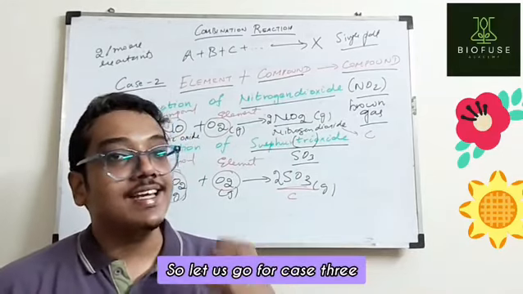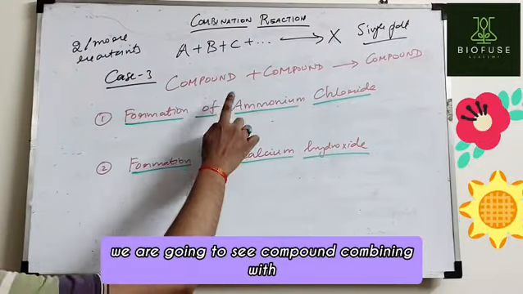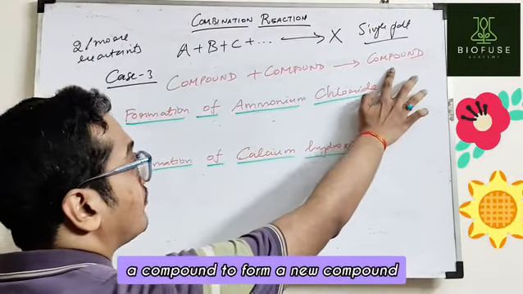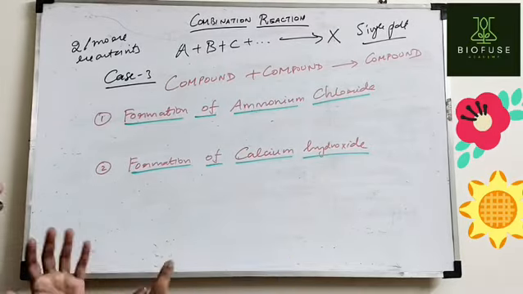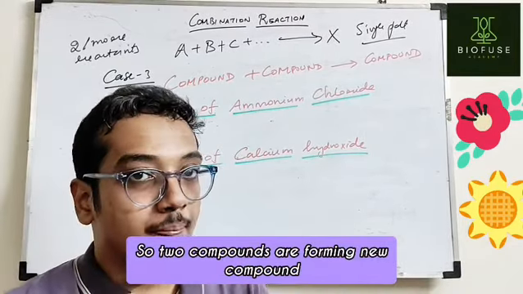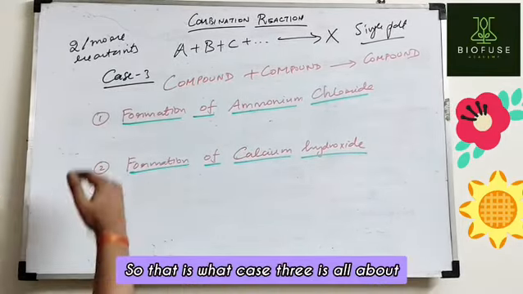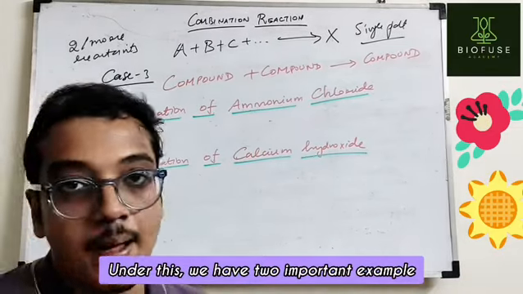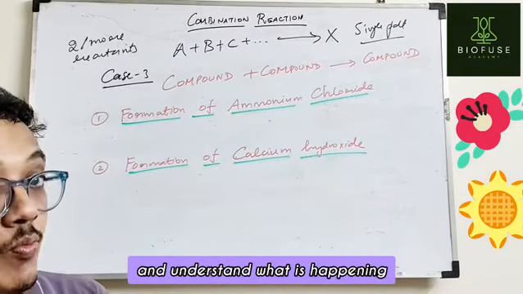So let us go for case 3. What we are going to see is a compound combining with a compound to form a new compound. So two compounds are forming a new compound. That is what case 3 is all about. Under this we have two important examples. Let's go one by one and understand what is happening.